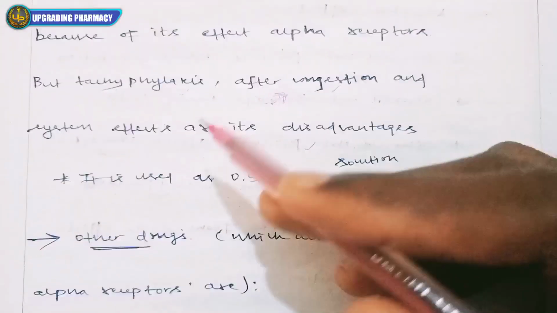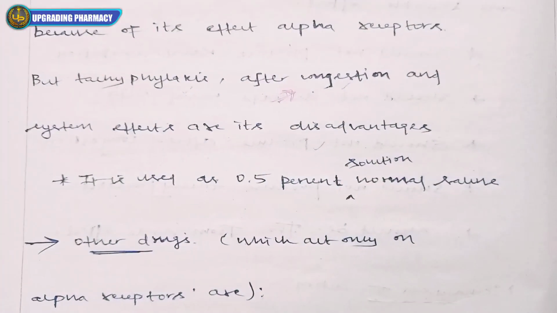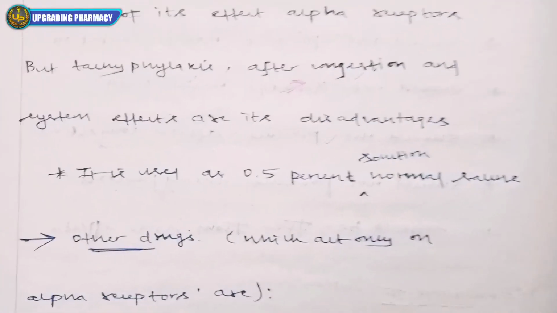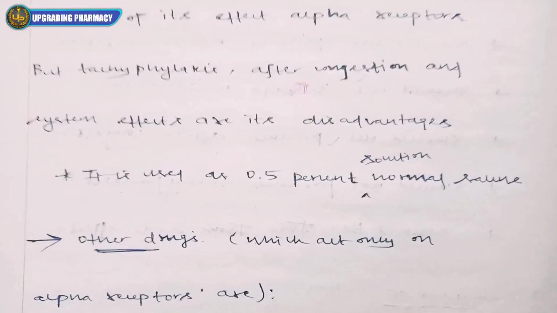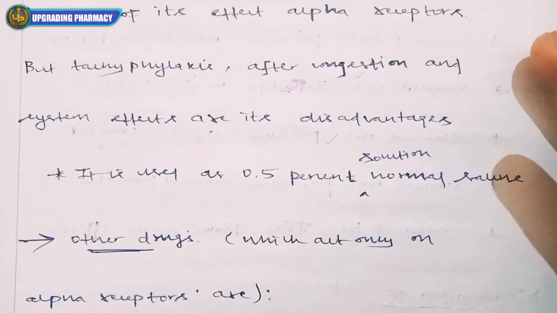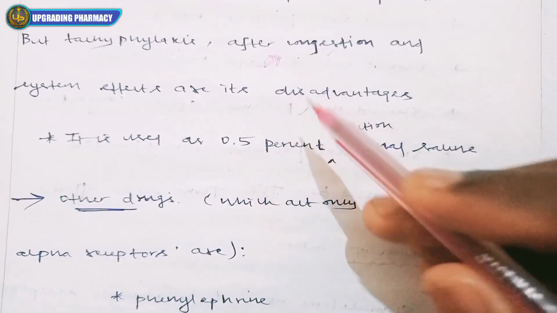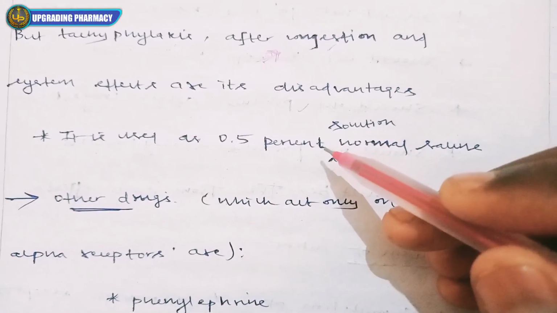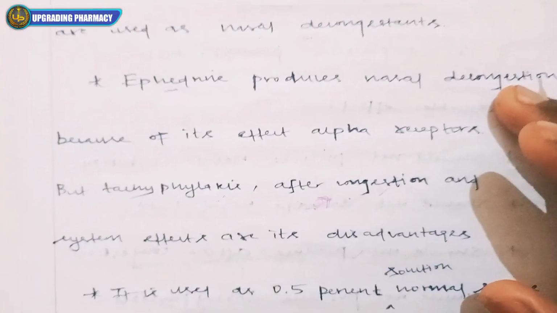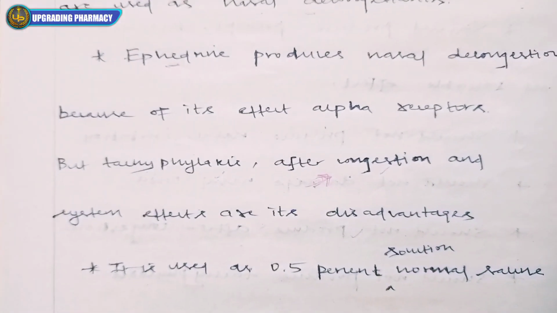And the systemic effect. So these are some disadvantages of ephedrine. Ephedrine has some additional side effects beyond its normal action. Ephedrine is used as a 0.5% normal saline solution. So that is ephedrine, its effects as well as side effects.